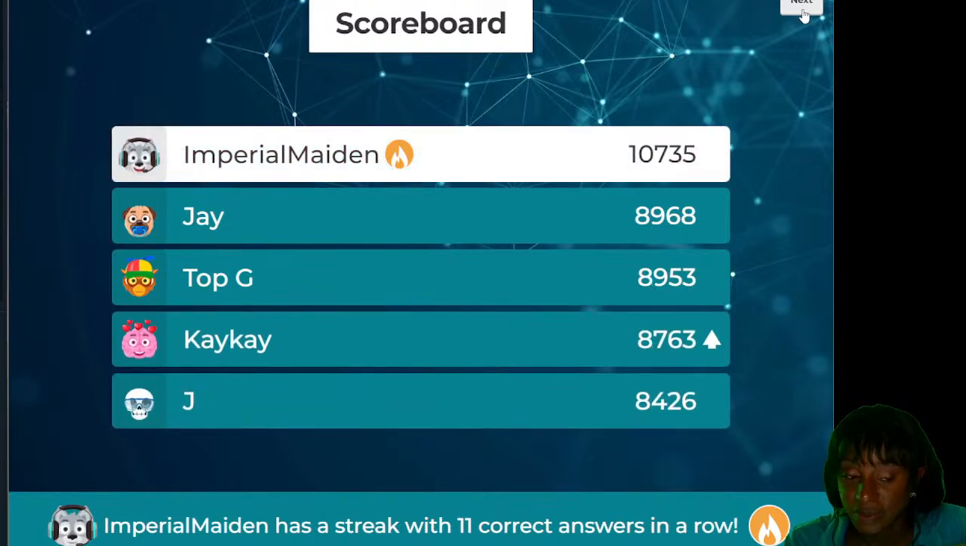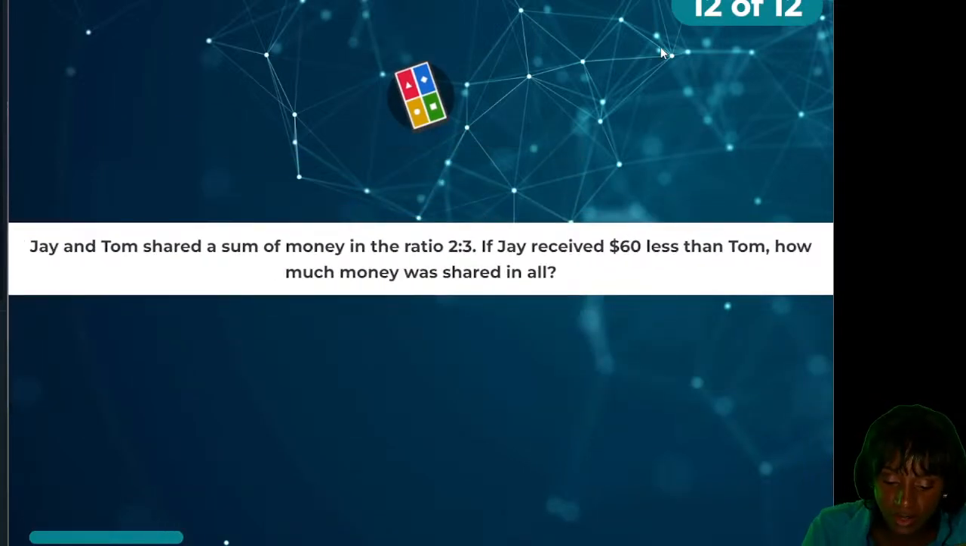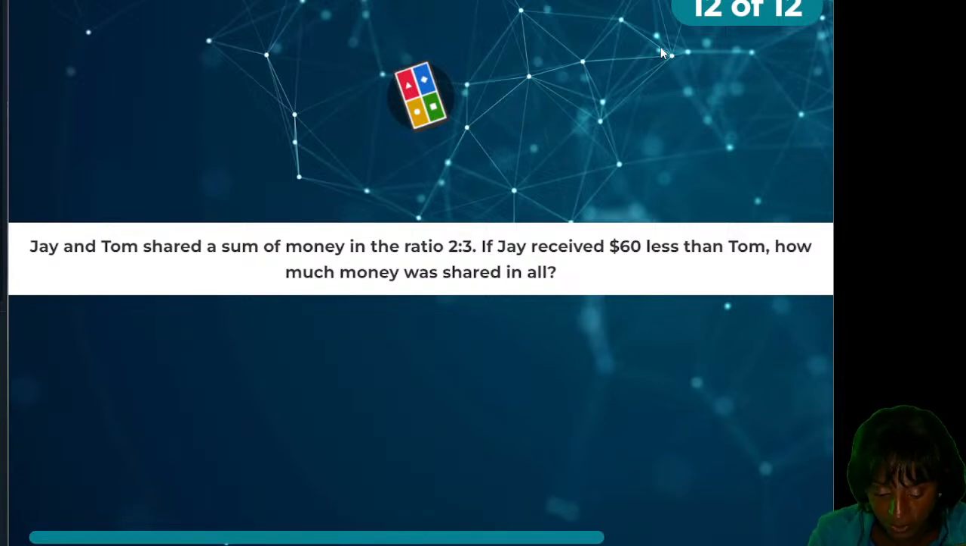I see Imperial is just maintaining that first position here, not budging at all. And top G is climbing. But let's move on to the final question of the evening. And we have a ratio question here for you.